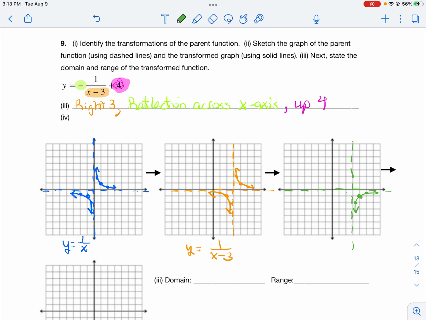Now, the bottom part of the graph, I'm also going to reflect across the x-axis. So from that main point, I'm going to go over 1, up 1, over 2, up a half, over a half, up 2. And that gives us our graph of y equals negative 1 over (x minus 3).